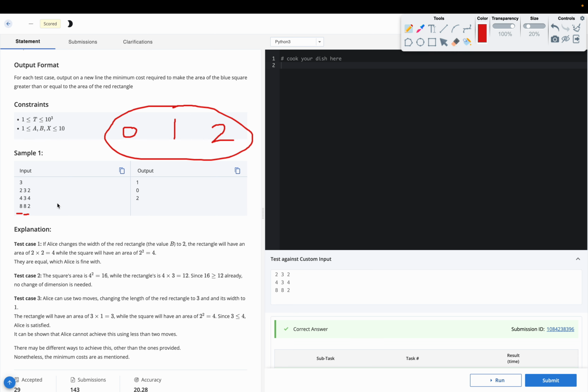Now suppose my square area is 16 and the rectangle is 12, it is satisfied, so the answer becomes 0. This case is checked. Next case 2 3 2. In case of 2 3 2, take the minimum of 2 and 3. The minimum is 2. If the minimum is 2, we can turn the maximum number into 1, so we will have the area equal. So how many operations? Only one.